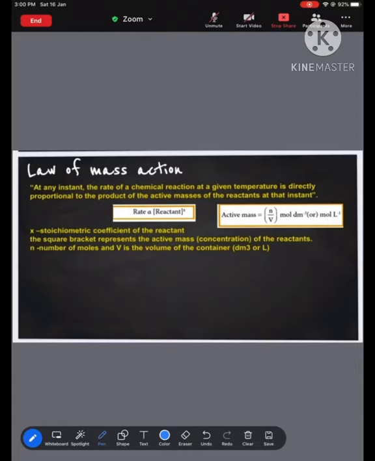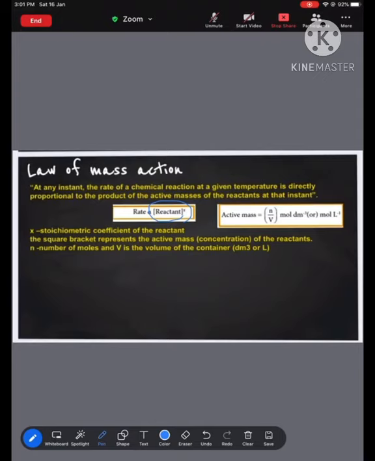So at any particular time, the rate of the chemical reaction at constant temperature is directly proportional to the product of the active masses of the reactants at that instant. So the rate of the reaction is proportional to the reactant concentration to the power x. This x means the stoichiometric coefficient of the reactants, like how many moles you have, and the square brackets represent the active masses, which is nothing but the concentration of the reactants.